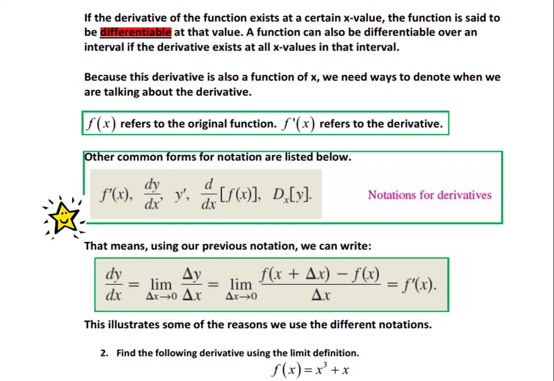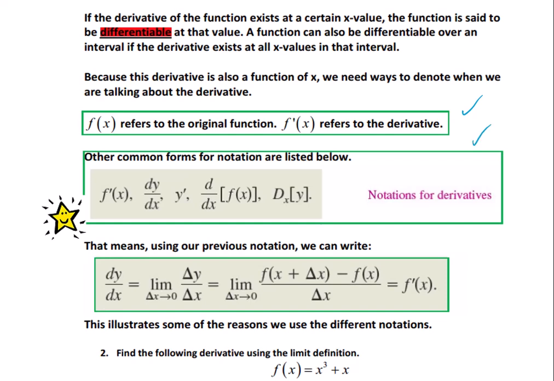So in terms of the derivative, if it actually exists at a certain x value, then we use the term differentiable at that value. A function can be differentiable over an interval as long as the derivative, the thing we just looked at, exists at all the x values. In the next green box here, please notice that f of x refers to the original function. F prime of x is talking about the derivative, which again is a function.